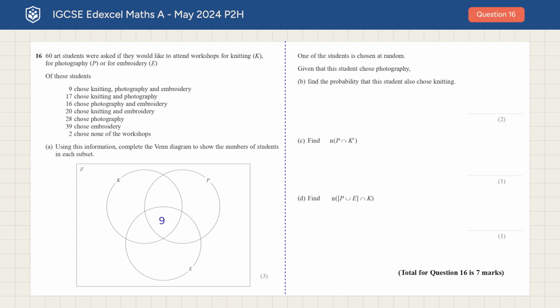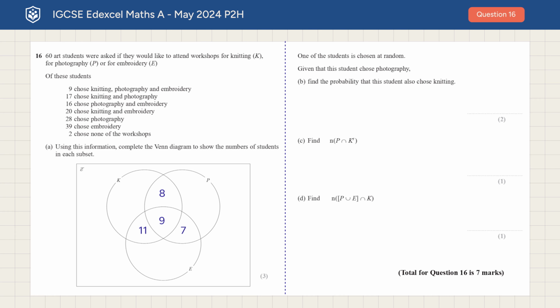Next, we look at the 2 workshop intersections. For each pair, we must subtract the 9 students we already counted in the center. For knitting and photography, 17 chose these. So 17 minus 9 equals 8. Put an 8 in the intersection of K and P only. For photography and embroidery, 16 chose these. So 16 minus 9 equals 7. Put a 7 in the intersection of P and E only. For knitting and embroidery, 20 chose these. So 20 minus 9 equals 11. Put an 11 in the intersection of K and E only.